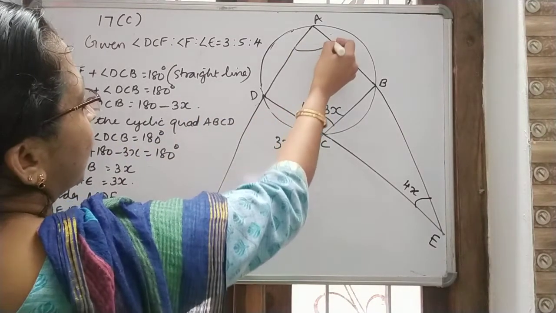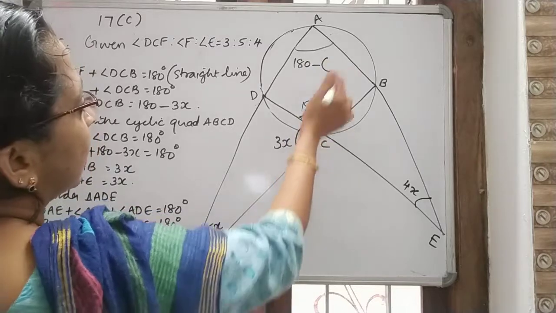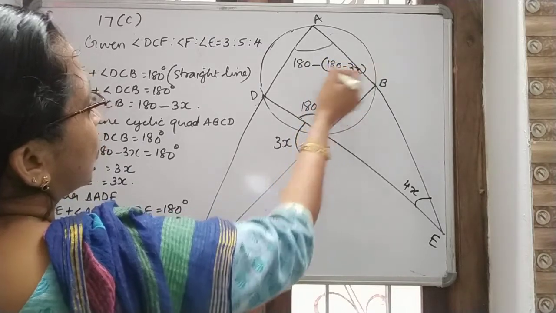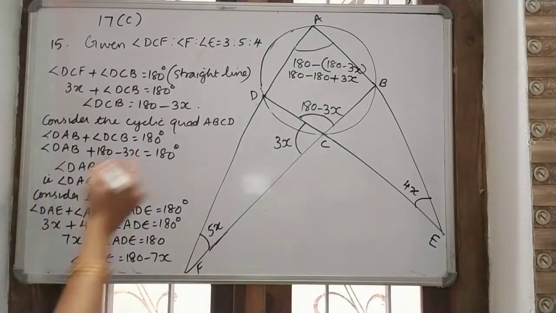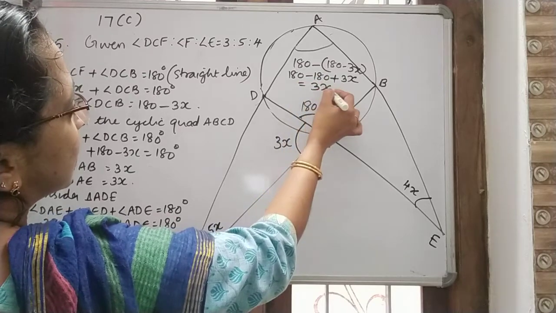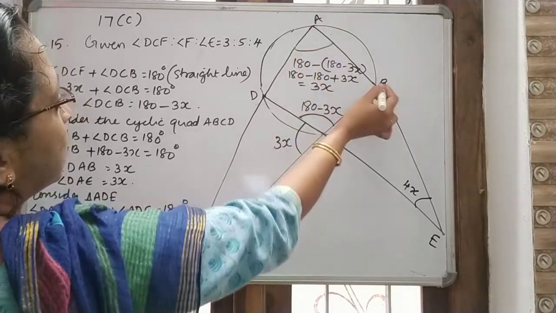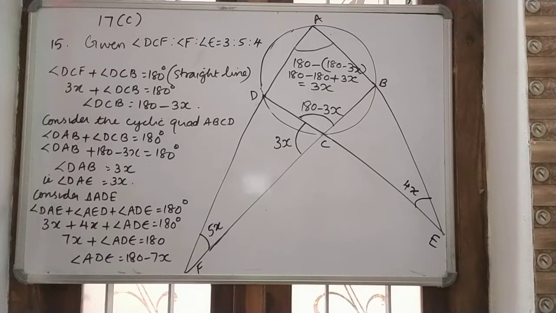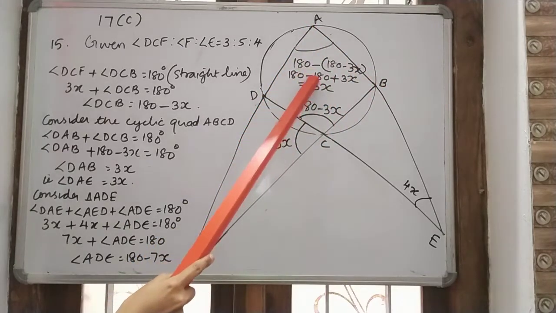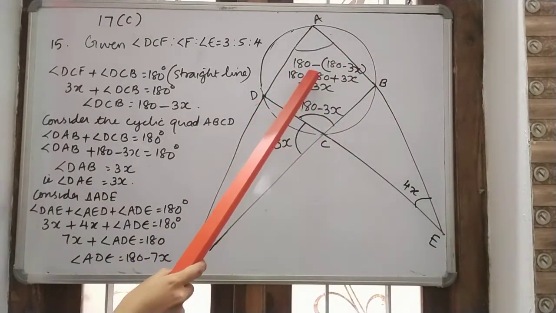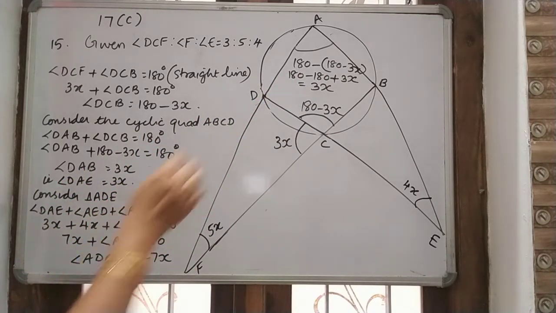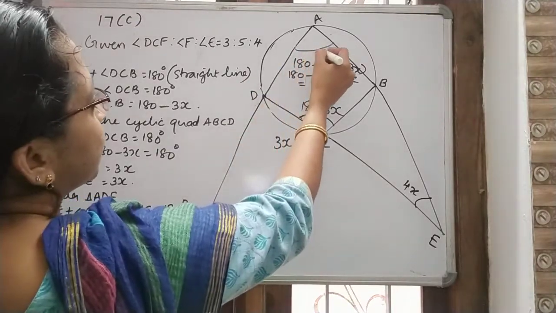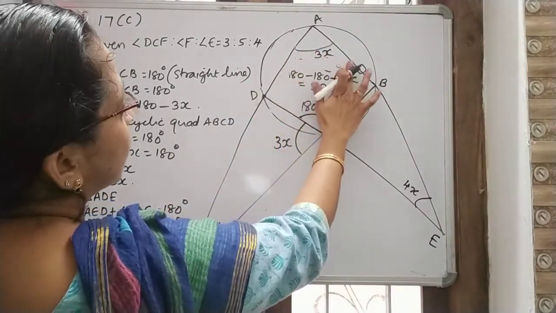This will be 180 minus 180 plus 3x. So the 180 cancels, and we will get DAB as 3x degrees. DAB is 3x means DAE is also 3x. So angle DAE is equal to 3x. So we got this angle as 3x.